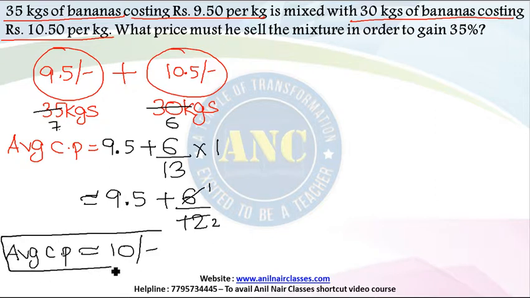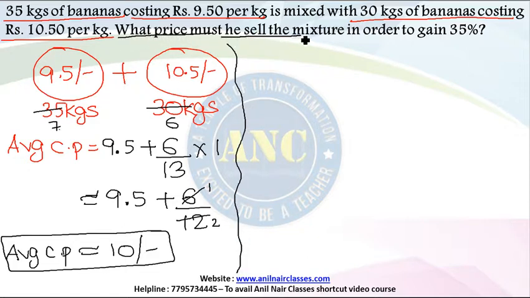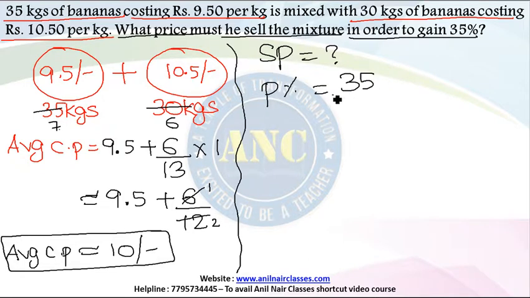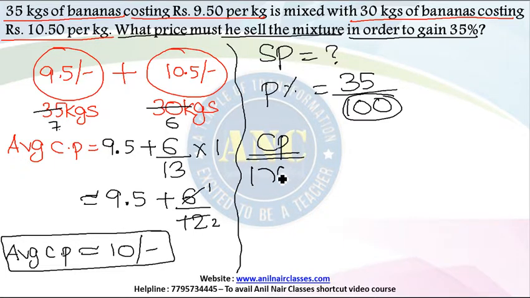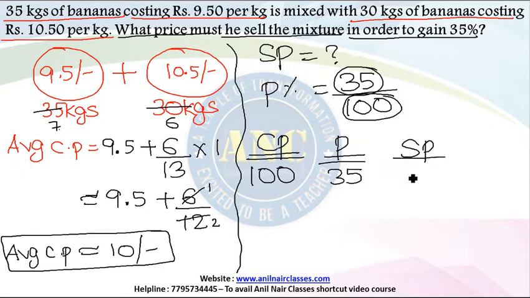But read the question, sir. They are not asking you the average cost price. In the question, they are asking at what price must he sell the mixture in order to gain 35%. Selling price is what they are asking. Profit percentage is 35%. 35% means 35 by 100. If the cost price is 100 rupees, profit is 35 rupees, so selling price will be 100 plus 35, 135 rupees.